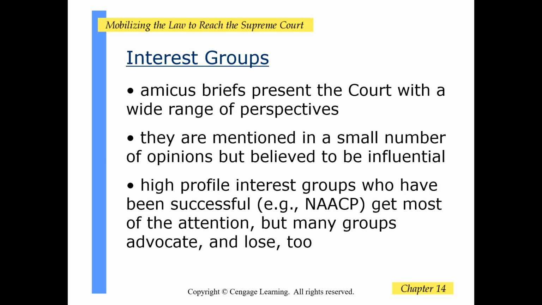Amicus briefs present the court with a wide range of perspectives. They are mentioned in a small number of opinions but believed to be influential in the court. High-profile interest groups who have been successful, like the NAACP or the Legal Defense Fund or the Alliance Defending Freedom, get most of the attention, but many groups advocate and lose also.